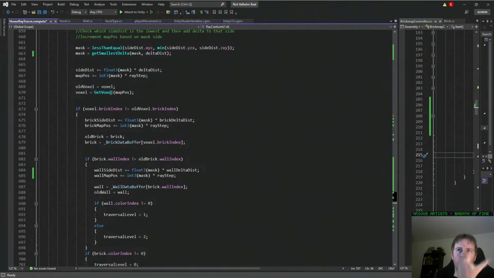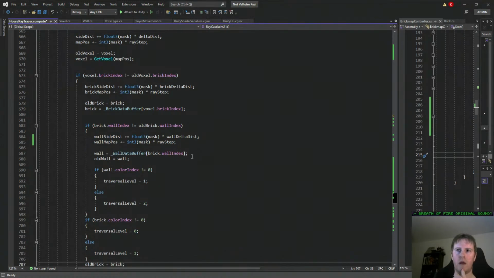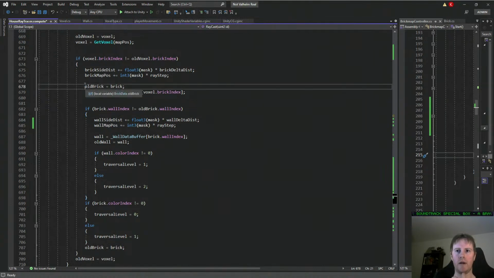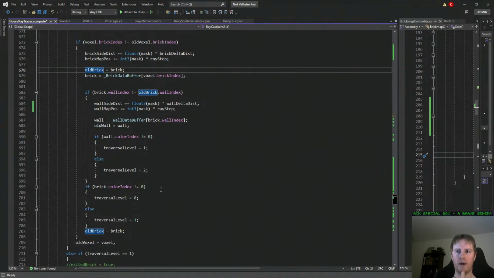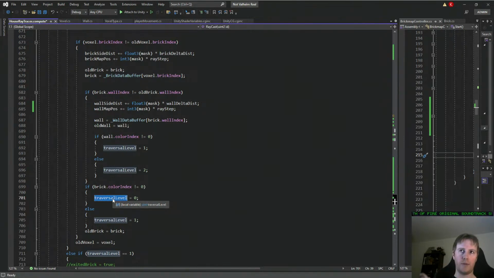And then this all... if brick... Let's skip this. So we go into the brick, and what it checks is if the brick's color index does not equal 0. That means that it has something in it, because the color index is meant to be its LOD color, not quite properly implemented. So if it has a color, then we set the traversal level back to 0. Because we haven't skipped any voxels or anything, we're just saying continue traveling in voxel space.